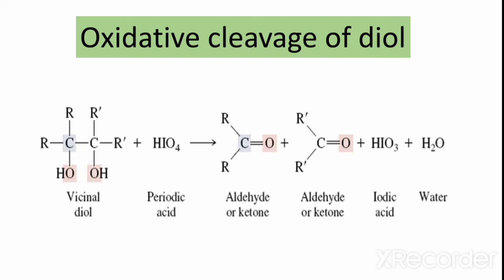Diol means the compound that contains two hydroxyl groups. And below there is an example of vicinal diol. Vicinal means the adjacent carbons that contain hydroxyl groups, two hydroxyl groups. So this is the example of diol, meaning the alcohol that contains two hydroxyl groups.